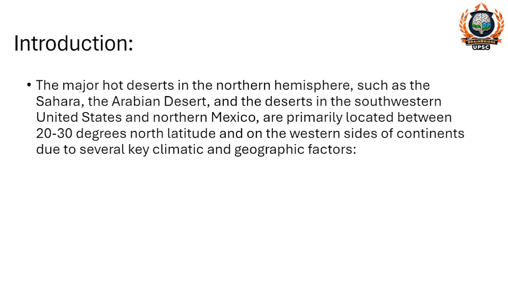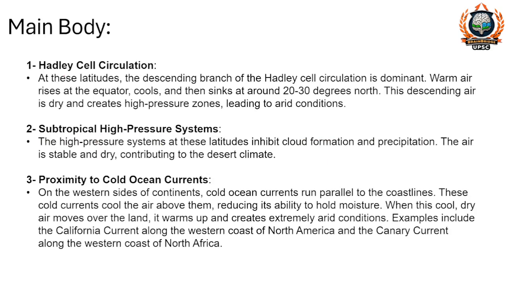Now in introduction: major hot deserts in northern hemisphere are Sahara, Arabian Desert, desert in southwestern United States, northern Mexico, primarily located between 20 to 30 degree north latitude, and on the western side of the continent due to various climatic and geographic factors. और वो factors क्या हैं उसको हम यहाँ लिखते हैं.